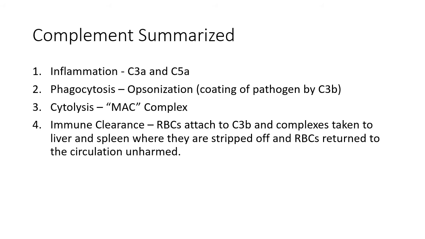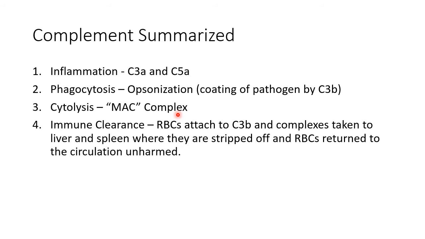So let's just back up and review. Remember that C3a and C5a result in inflammation. Phagocytosis is caused by opsonization. That's the word that is defined as the coating of the pathogen by C3b. Then you also have cytolysis that can occur if you activate the MAC complex. Remember that C3b, C5b, C6, C7, C8, and many C9s form a ring and put a hole in the pathogen.